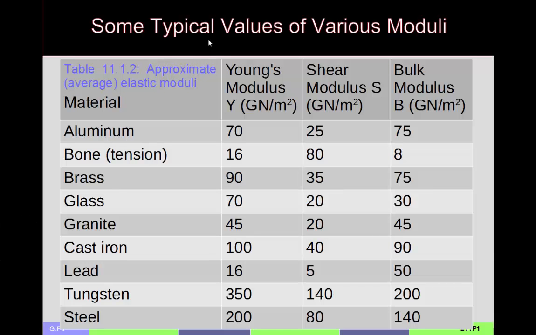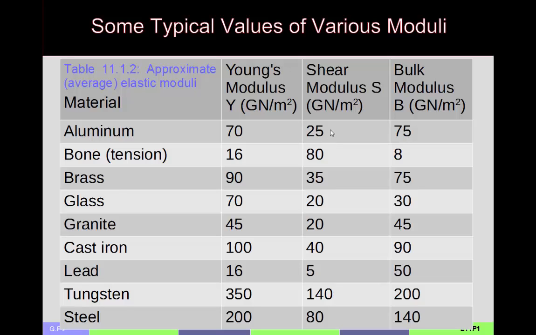So what I have here is a few typical values of a variety of different moduli: the Young's modulus, the shear modulus, and the bulk modulus. The units here are giganewtons per meter squared, so all of these numbers are basically times 10 to the 9 newtons per meter squared. We can compare which ones are tougher to compress, which are tougher to stretch, and which are tougher to shear.